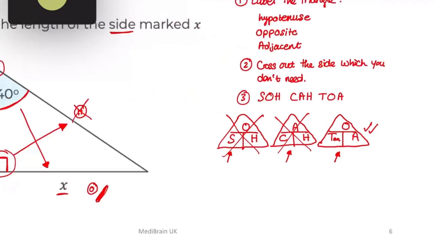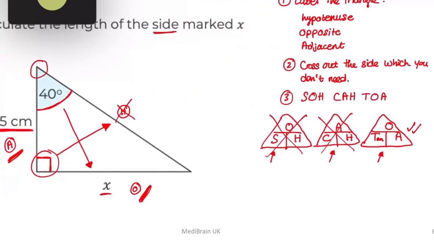Okay, so all you have to do now is, what are we working out? We need to work out O. Okay, because O is X. So we're just going to cover up O. Okay, so we're going to cover up O. And remember, the bottom two multiply. So all we're going to do is we're going to get tan.